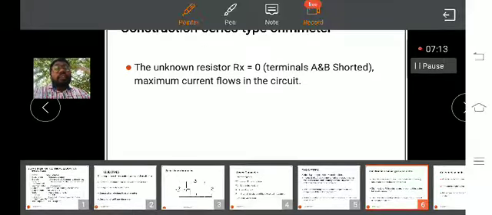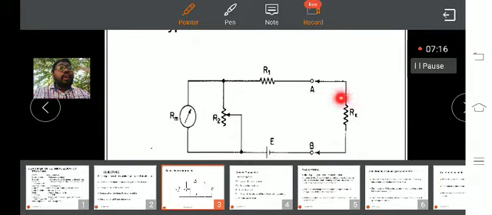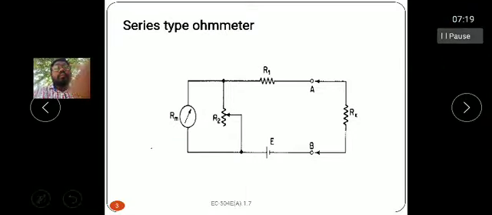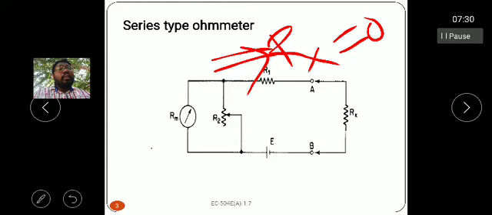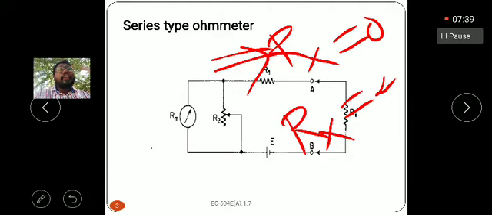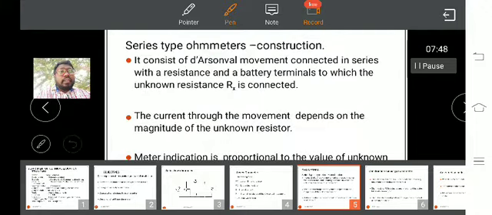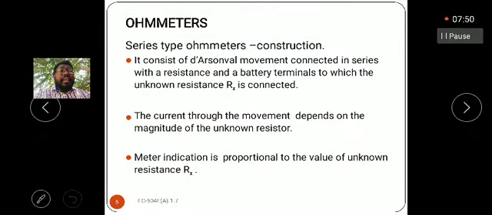Here we are taking two conditions. If Rx is equal to 0, that is the low resistance condition, and we observe the deflection in the meter. The second condition is Rx equal to infinity, that is the high condition. Based on these two conditions, we observe the full scale deflection in the meter. The meter indication is proportional to the value of the unknown resistance Rx.